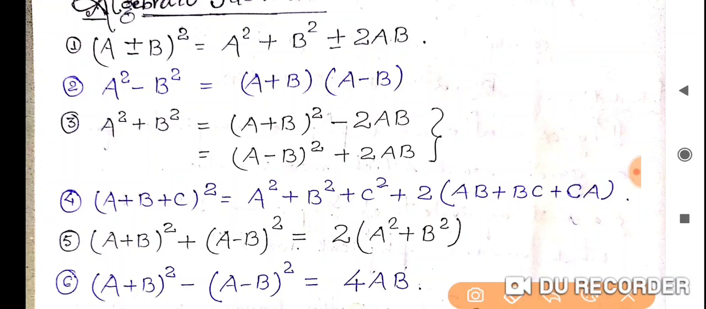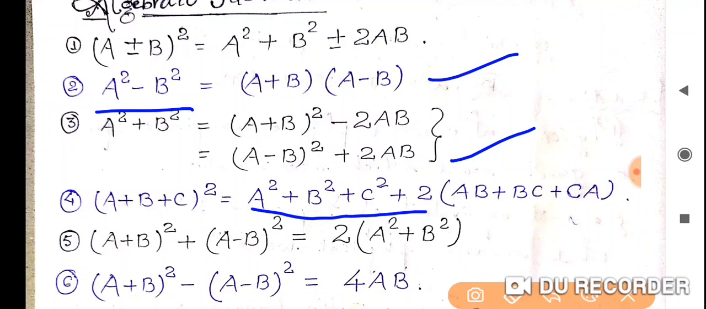Next one is a² − b² = (a+b)(a−b). This is the factorization formula often used in mathematics. Next one is a² + b² = (a+b)² − 2ab, or in another form we can write (a−b)² + 2ab. Next one is (a+b+c)² = a² + b² + c² + 2ab + 2bc + 2ca.